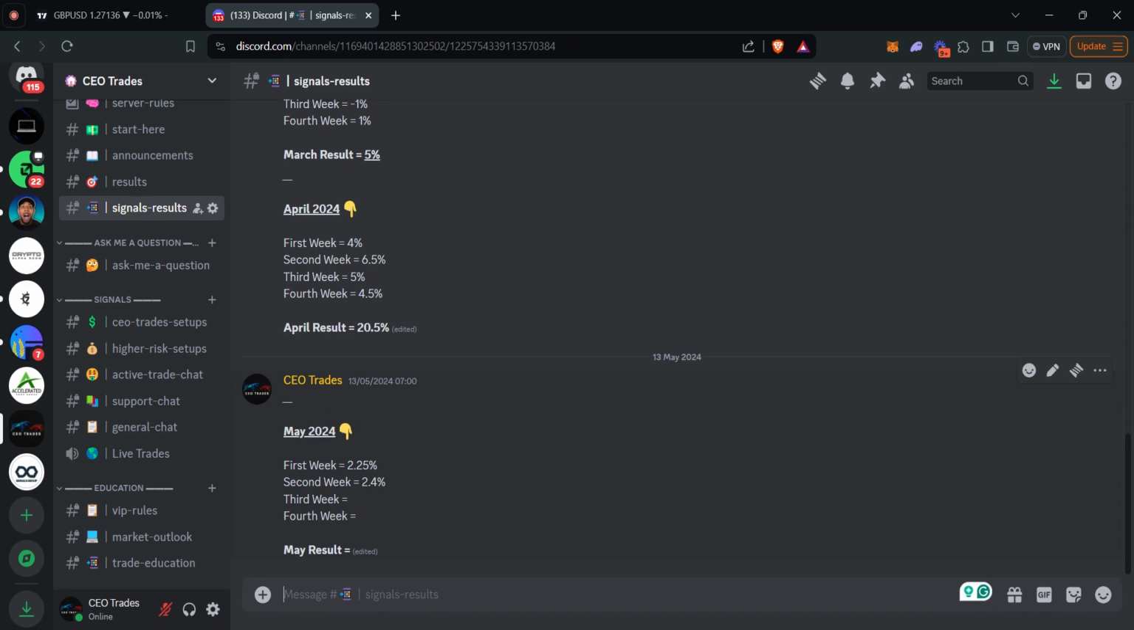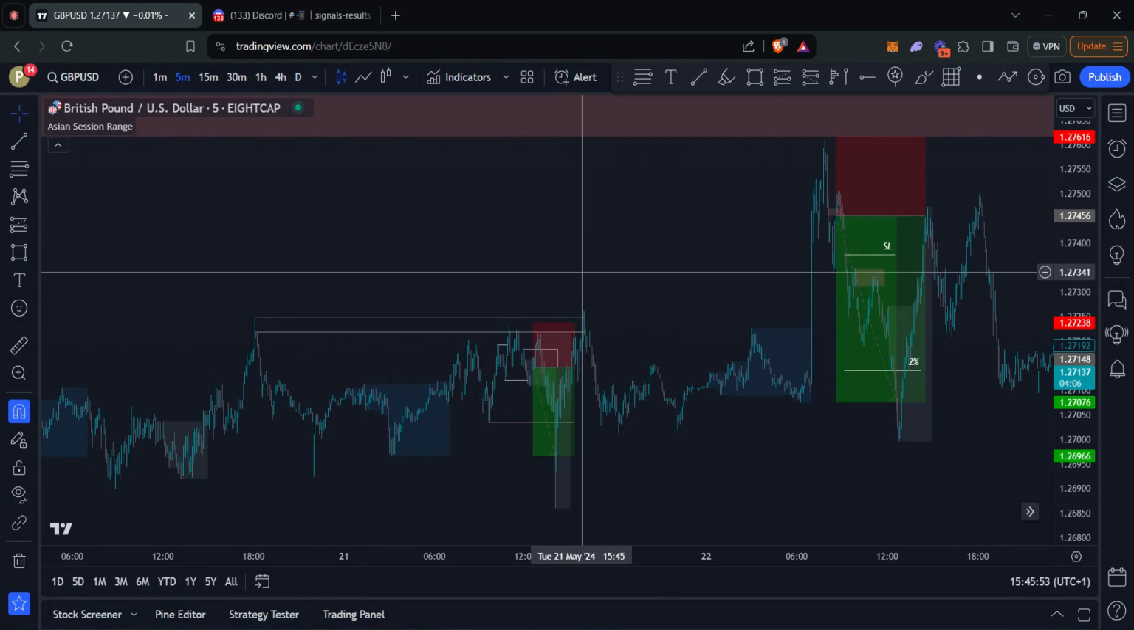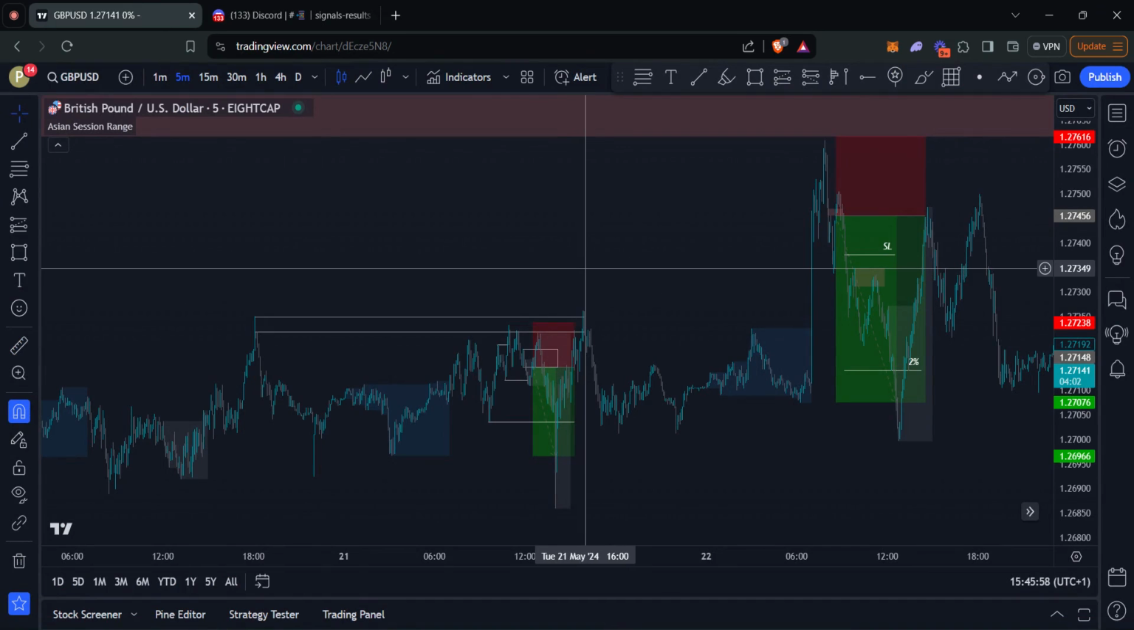As we can see, for May, we're already at 4%, plus the additional 4% that we've generated this week. In April, we've done 20%. So it just goes to show that having a consistently profitable trading strategy is going to gain you so much more than jumping around and doing all sorts of different strategies from all sorts of different creators. You just have to find one strategy, stick to it, become part of one community, and stick to that community, and you will become profitable.